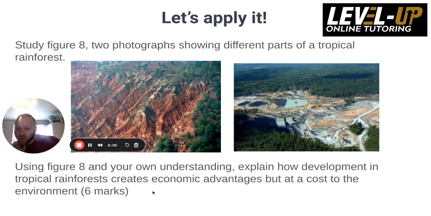Glance at the mark scheme. I literally draw a pair of eyes here, okay, to show that I'm looking at 6 marks. So straight away I'm thinking 6 marks, 2 paragraphs. What are my 2 paragraphs about? Probably economic advantages, it brings in money, but negative environmental impacts. And I have to use the figure. So what can I actually see?